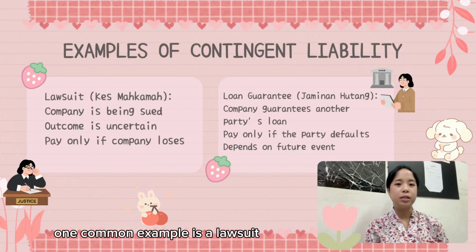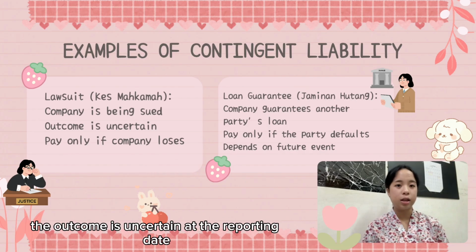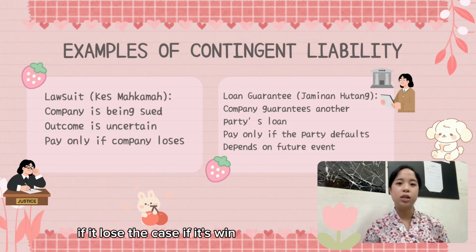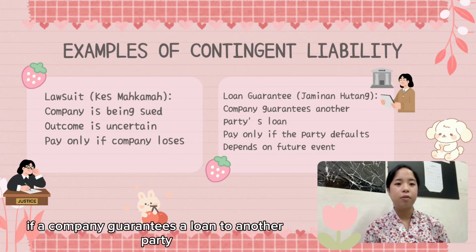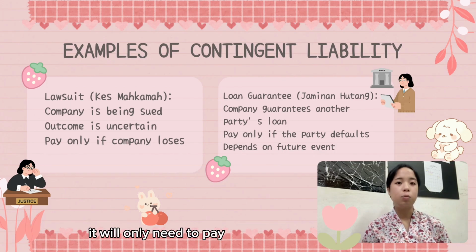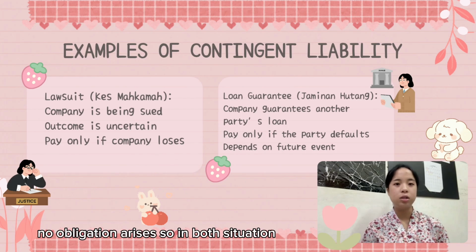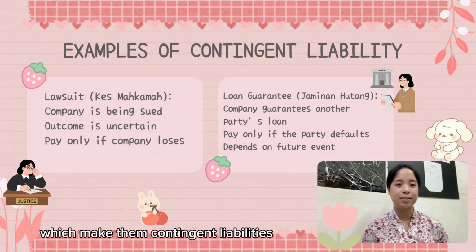One common example is a lawsuit. If a company is being sued, the outcome is uncertain at the reporting date. The company will only need to pay compensation if it loses the case. If it wins, no payment is required. Another example is a loan guarantee. If a company guarantees a loan to another party, it will only need to pay if that party fails to repay the loan. If the loan is repaid as usual, no obligation arises. So, in both situations, the obligation depends on future events, which makes them contingent liabilities.